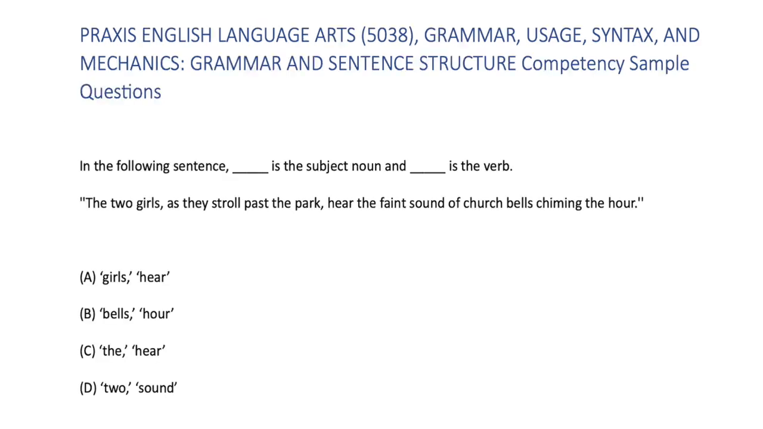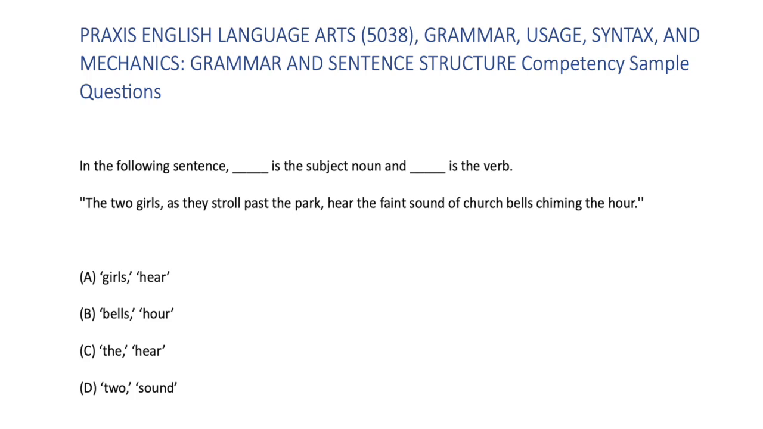In the following sentence, blank is the subject noun and blank is the verb. The two girls, as they stroll past the park, hear the faint sound of church bells chiming the hour. Would it be A, girls and hear, B, bells and hour, C, the and hear, or D, to and sound?